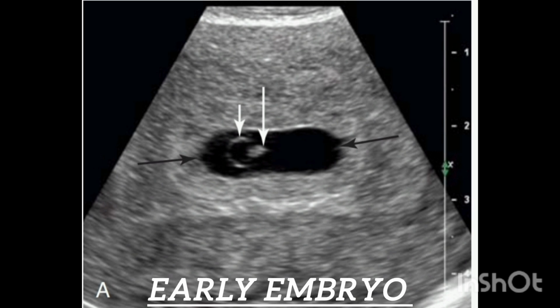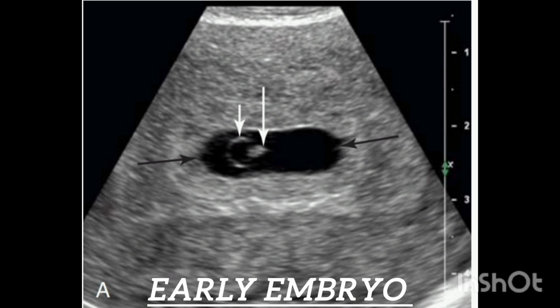It is important to note that the early embryo is typically seen as a small linear structure, often with the fetal pole identified. The heartbeat may be visible as early as 5.5 to 6 weeks, though it may not be detectable in all cases at this stage.